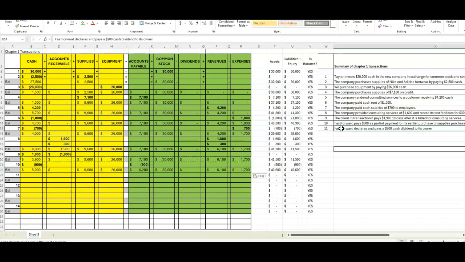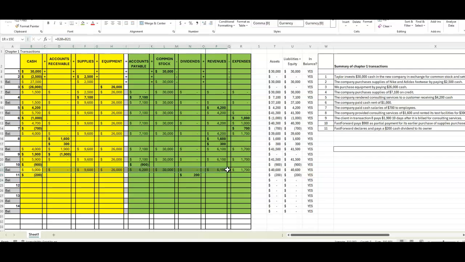Number 10. No, it's number 11. I'm sorry. Fast forward. Declares and pays a $200 cash dividend to its owners. So dividends are going up, which reduces equity. Remember, dividends and expenses reduce equity, and cash goes down because we're paying these dividends to the owners.